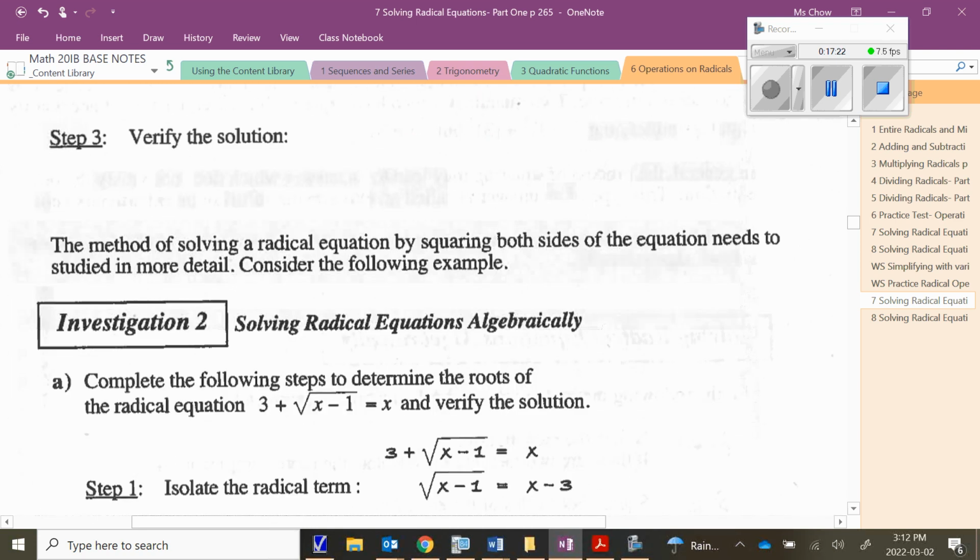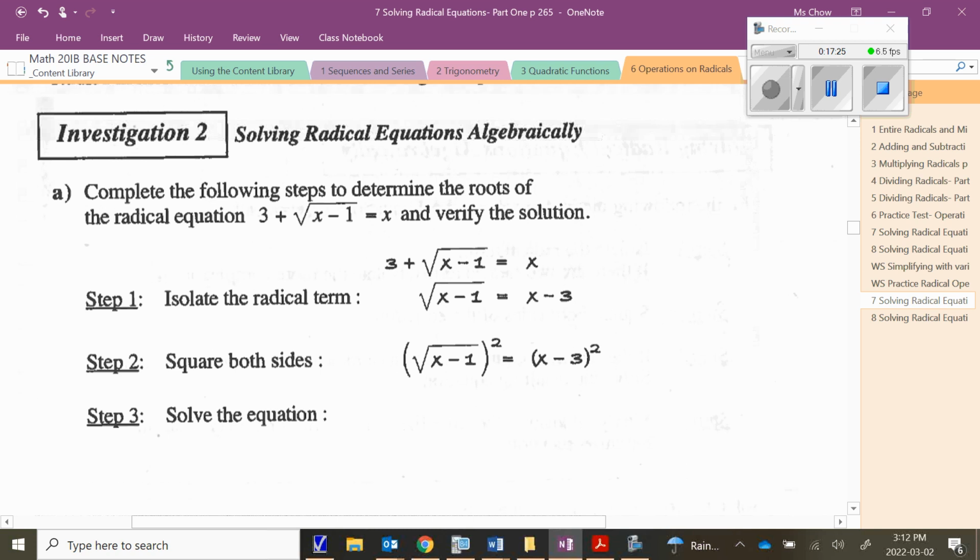Okay, so let's take a look. What happens when it becomes a little bit more complex? So we've got 3 plus the square root of x minus 1 is equal to x. So always, always, always, you're going to make your life so much easier if you isolate the radical term. If there's more than one radical term, pick the one that is more complex and isolate that one.